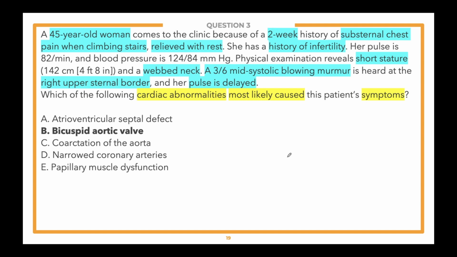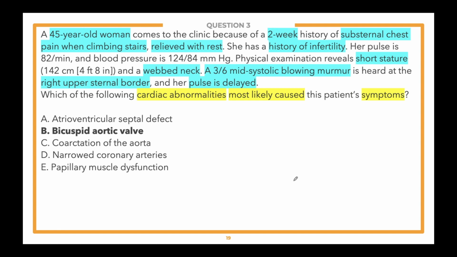Okay, so looking back at our question, we can look at the other answer choices to see why those would be less correct. So papillary muscle dysfunction, that would lead to, if anything, mitral regurgitation, and that usually occurs after an MI or some other inciting event. And we're not really told about that here. The location of where we would hear the murmur is also a little bit different as well. That would be more in the mitral area. A narrowed coronary artery. This could cause chest pain, but it wouldn't really explain the murmur.